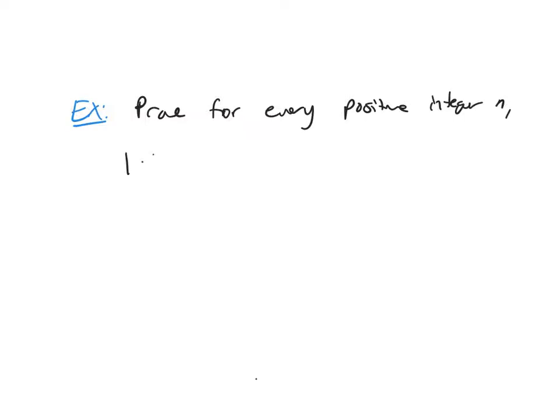So let's look at another induction proof, but now we're going to look at one involving a factorial. Prove for every positive integer n, 1 times 3 times 5 all the way up through 2n minus 1 equals 2n factorial over 2 to the n times n factorial.